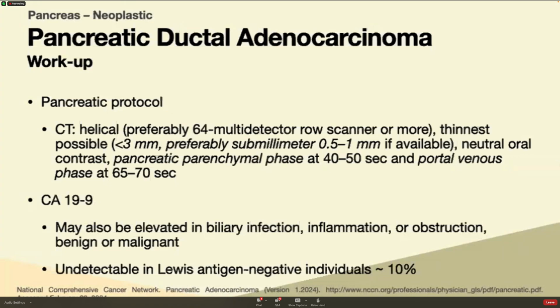Then for the CA19-9, you should note that this may be elevated due to biliary obstruction or infection, even in benign cases. That's why it was specified to get a baseline CA19-9 after adequate biliary drainage. Another thing to note is that in Lewis antigen negative individuals, which is around 10%, the CA19-9 does not elevate.